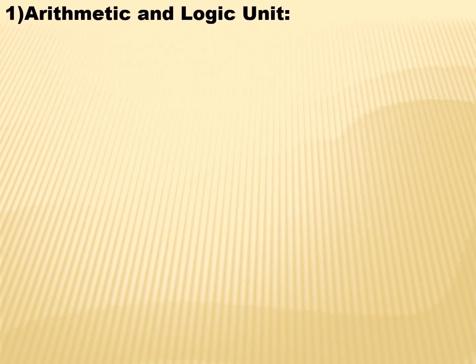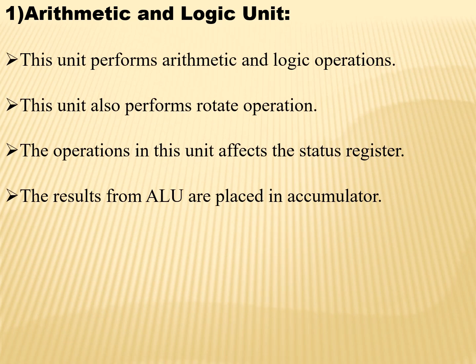Next, let us discuss the function of the ALU. This unit performs arithmetic and logical operations. This unit also performs rotate operations. The operations in this unit affect the status register. The results from the ALU are placed in the accumulator. So firstly, we draw the ALU. Inside the ALU we have 3 blocks. Outside the ALU we have 2 blocks, and one will be the internal bus, the temporary register and the accumulator.